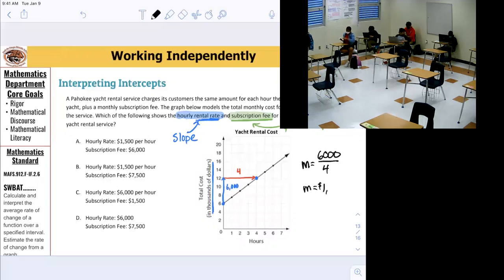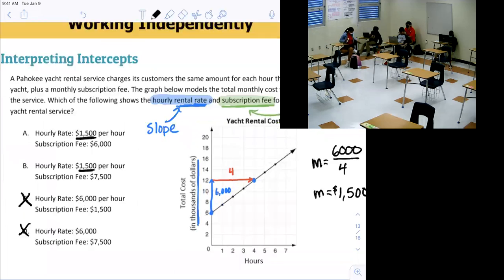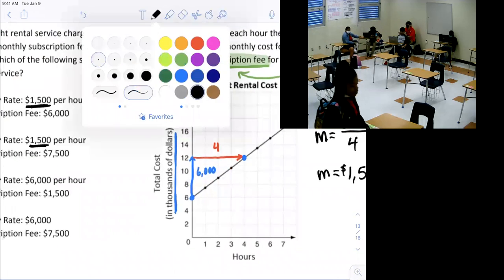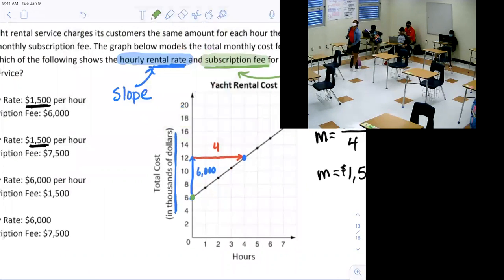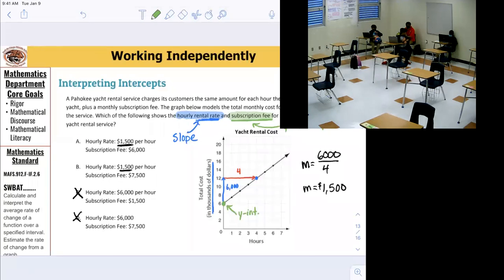1,500. Perfect. So I can get rid of answer choice C and answer choice D because I only need these 2. And then for subscription fee, I'm looking at the y-intercept, which is on the 6. So it's A, because that would be 6,000. So that's why my answer would be A. That's what this kind of problem would look like on a test.